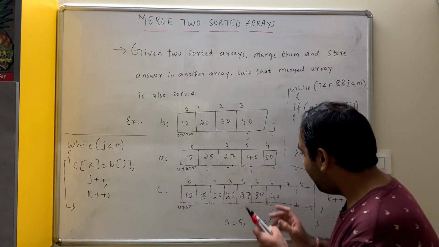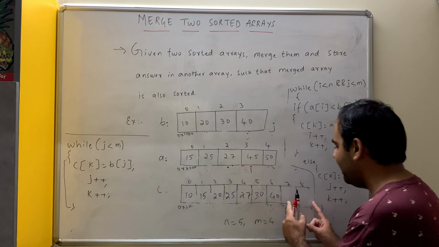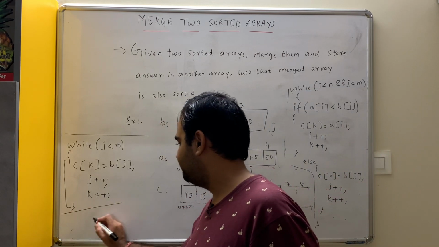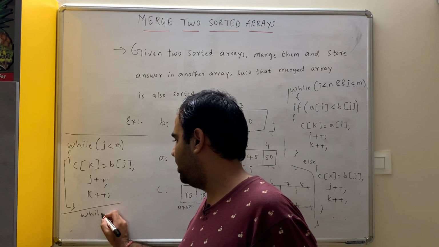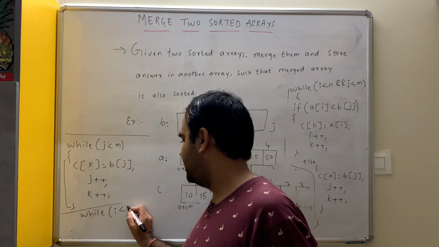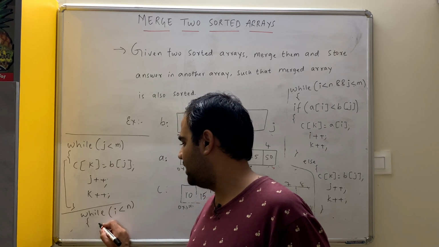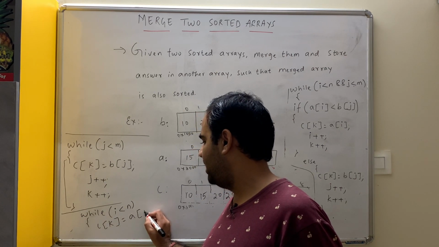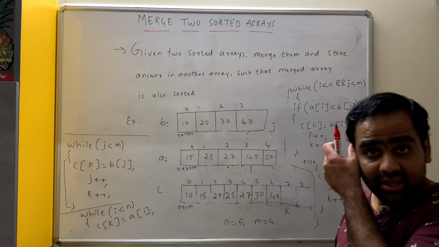That means whatever is there in array A, you have to copy it over here. Hence, how should I write the while loop? Say me. I say while i less than n. What should I write? Can anyone say? C of k is equal to a of i.